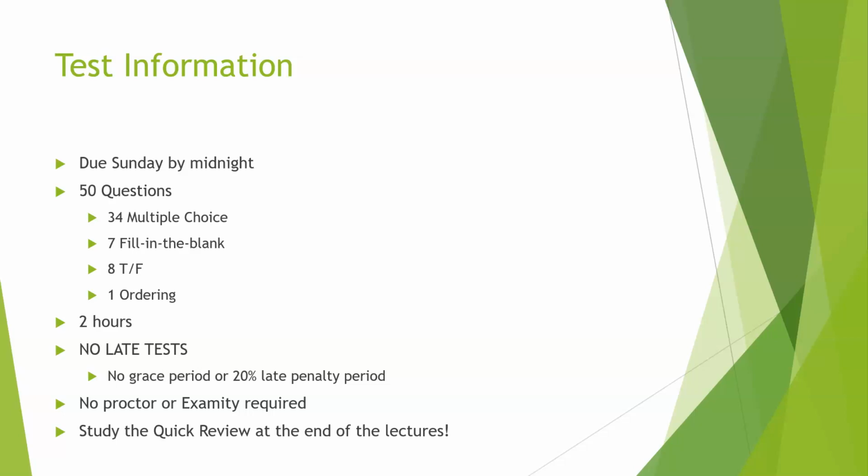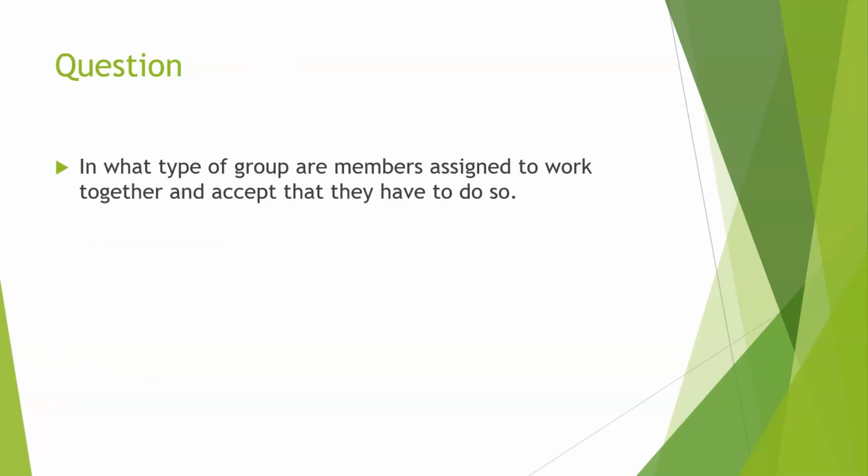Here are some examples of some of the questions that you will see on the test. In what type of group are members assigned to work together and accept that they have to do so? The correct answer is traditional. There are a couple other questions on the exam that also refer to the different types of groups, so make sure you study those in your lectures and in your textbook.